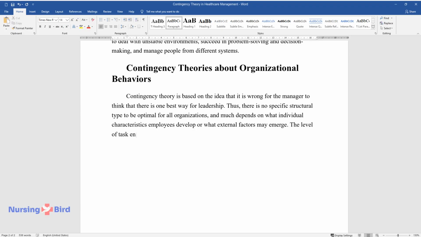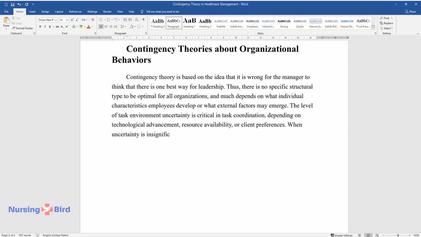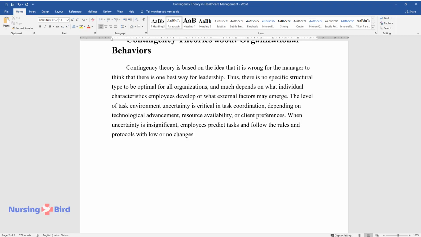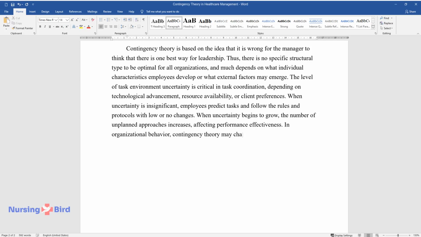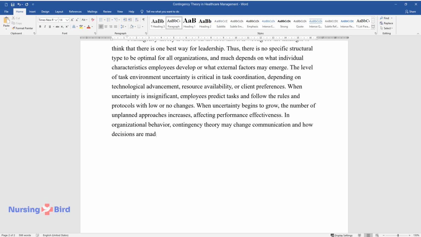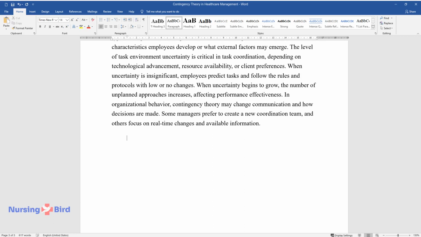The level of task environment uncertainty is critical in task coordination, depending on technological advancement, resource availability, or client preferences. When uncertainty is insignificant, employees predict tasks and follow the rules and protocols with low or no changes. When uncertainty begins to grow, the number of unplanned approaches increases, affecting performance effectiveness. In organizational behavior, contingency theory may change communication and how decisions are made. Some managers prefer to create a new coordination team, and others focus on real-time changes and available information.